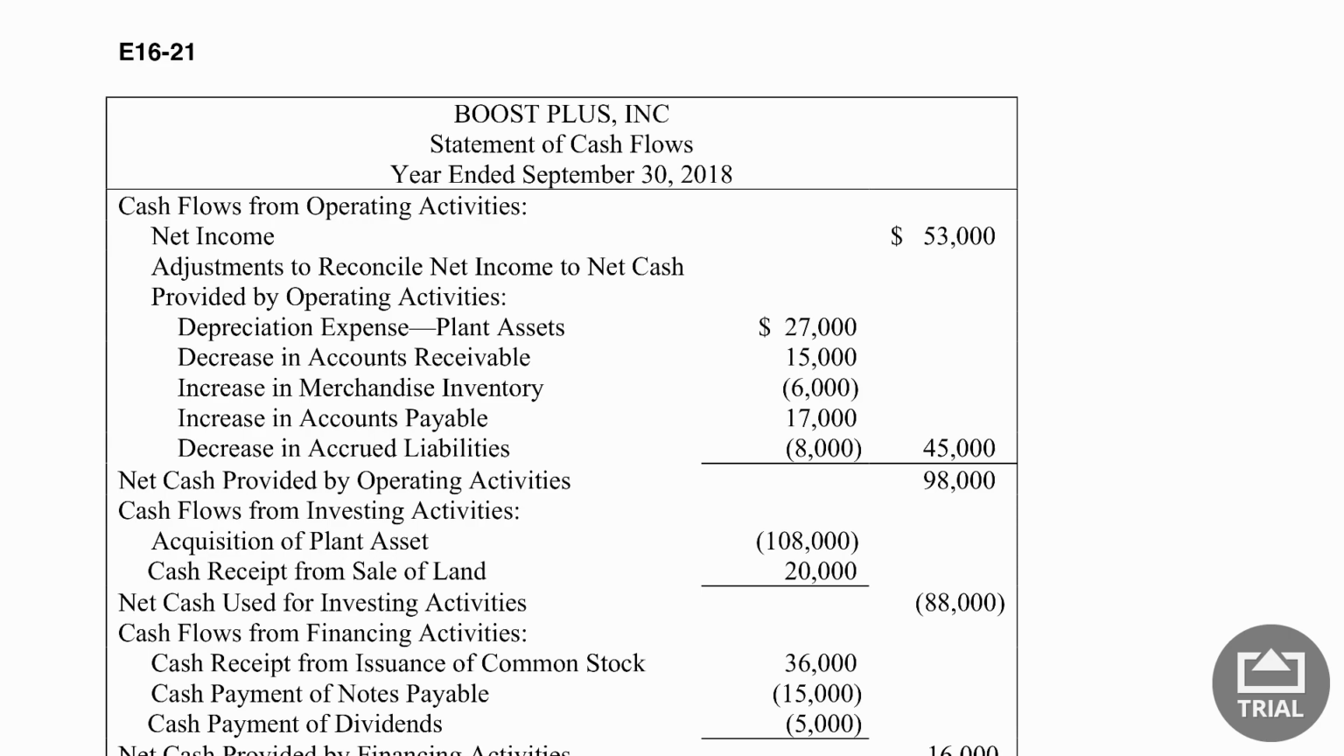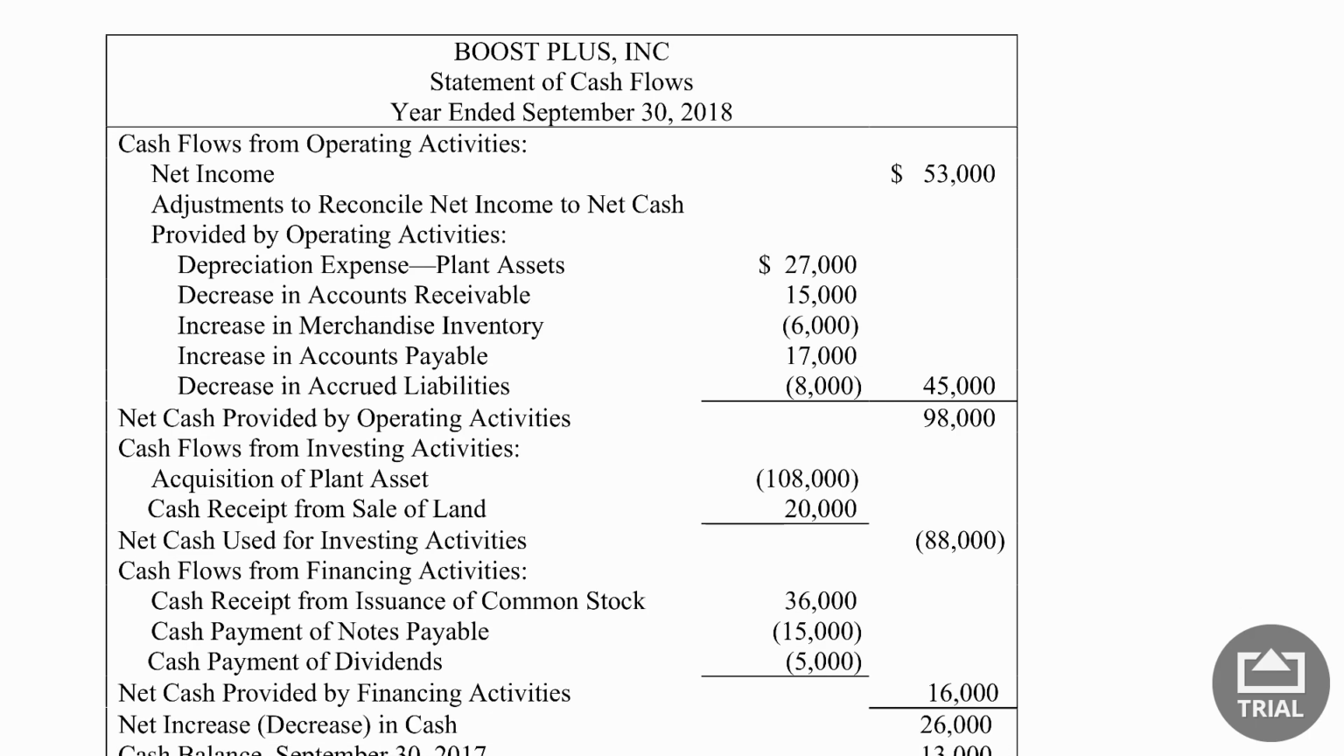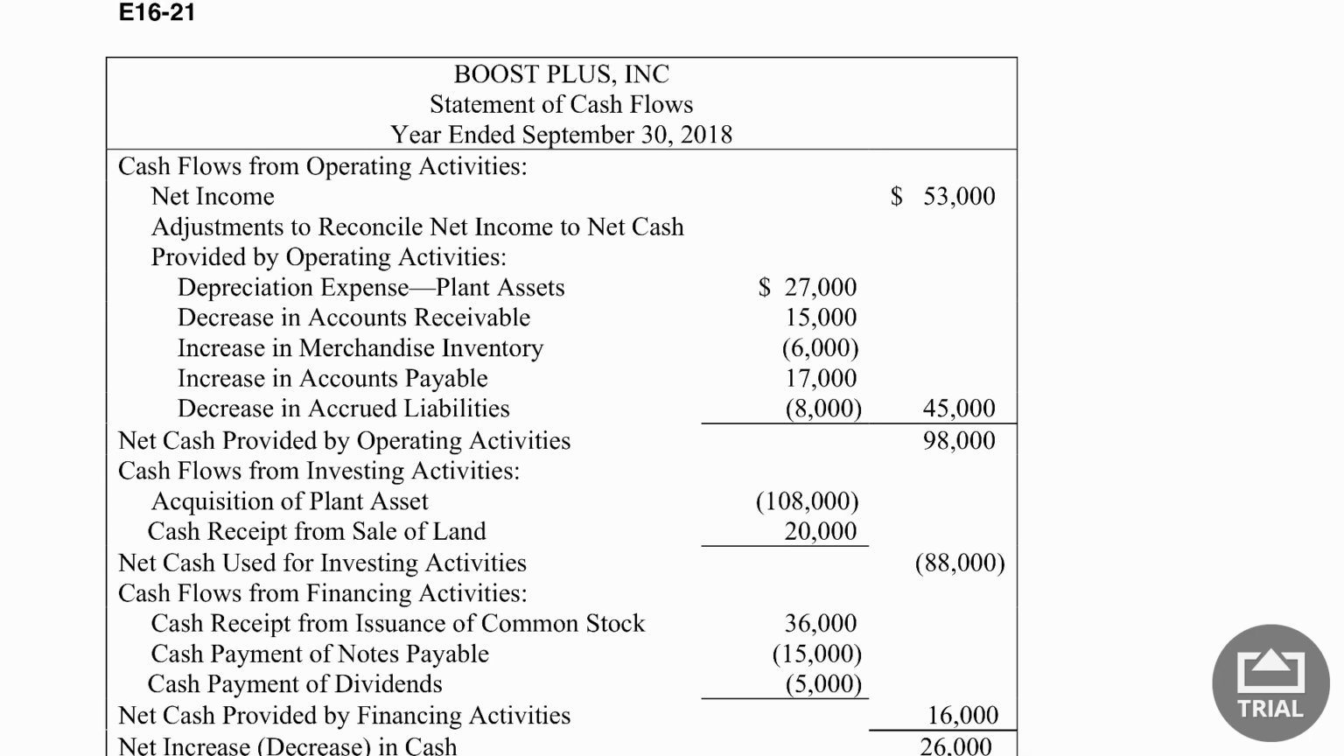Now let's talk about exercise 16-21. This is the first one where you are doing the whole entire statement of cash flows. But once again, we're just going to take it one section at a time. So we've really been practicing that operating activity section because it's the one that you have to think kind of differently on, not as straightforward as the other two sections.